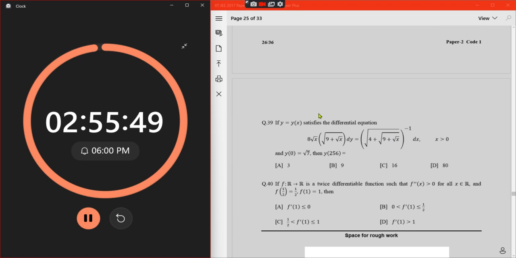Okay, y equals y of x satisfies this equation, and y(0) equals square root of 7, then y(256) is equal to... Okay, this differentiation, 8 square root of x times whatever it is, dy upon dx is given, right? And y(0) equals square root of 7. What is y(256)? This is all in terms of x, and it's dy upon dx. Oh, this is kind of not good. So what's dy upon dx? This is weird.